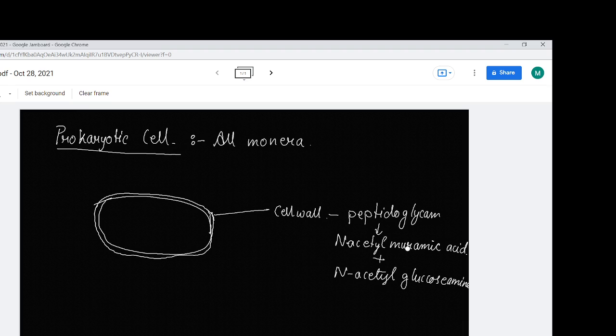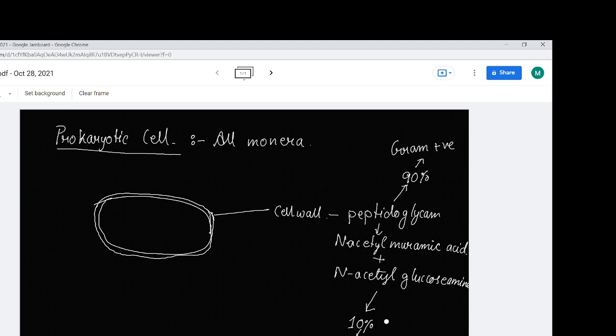Now, the presence and absence of this peptidoglycan will decide if it is a gram-positive or a gram-negative bacteria. Those bacteria in which the cell wall has around 90% peptidoglycan are gram-positive bacteria, and those bacteria in which the cell wall has only 10% of peptidoglycan are called gram-negative.